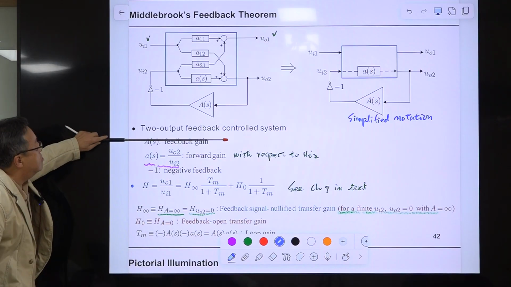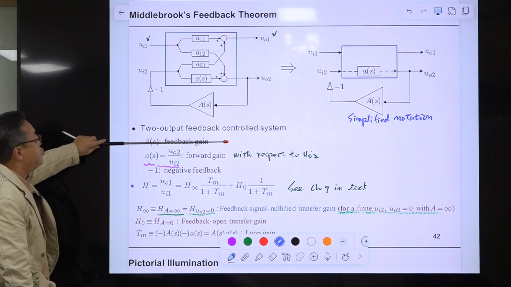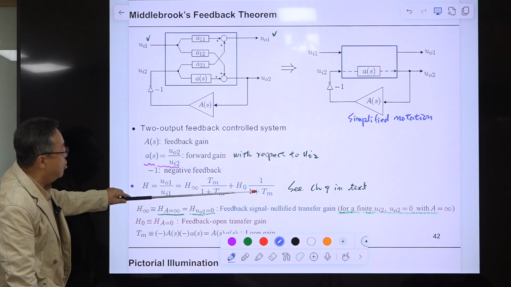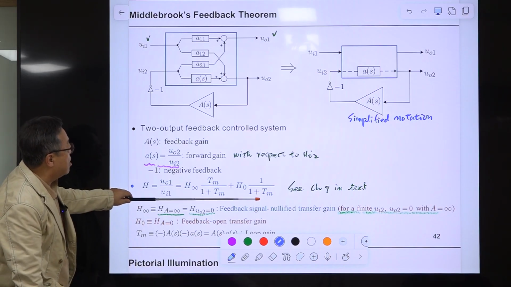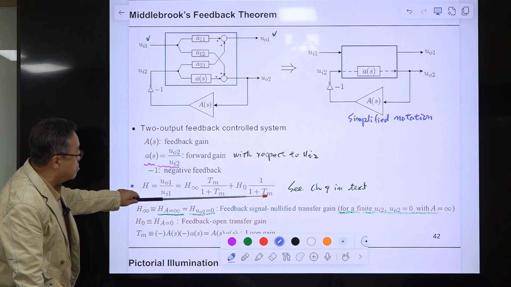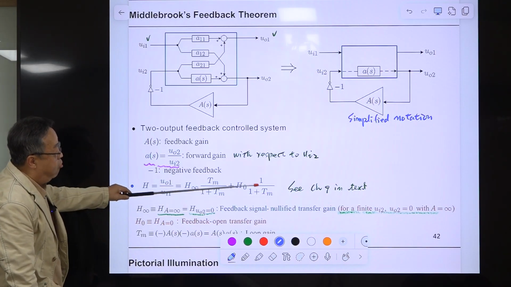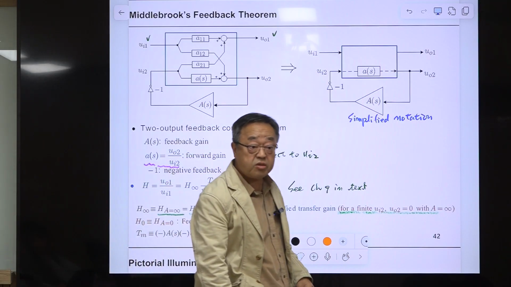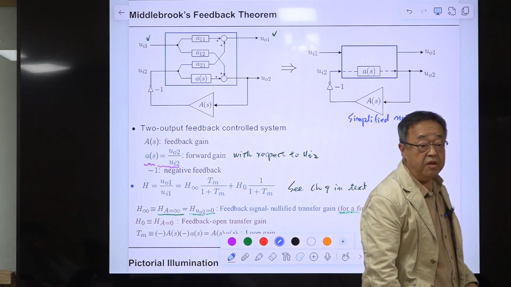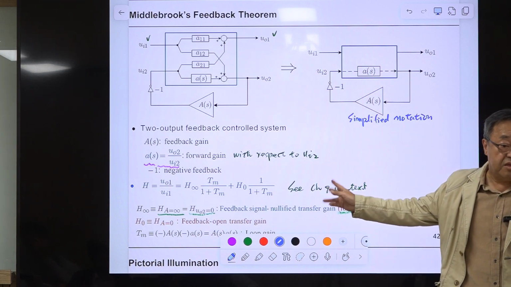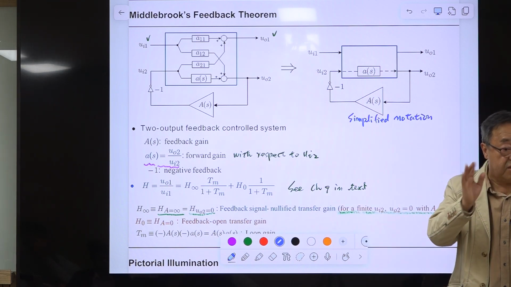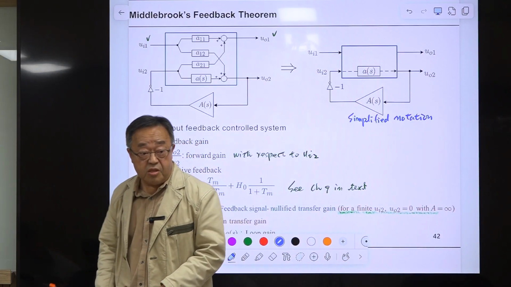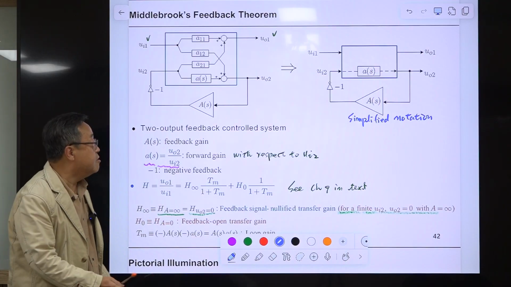Dr. Middlebrook called this a two-port feedback controlled system. Then this is the equation, the equation of the feedback theorem. My proof is provided in chapter 9 of my text. If you are interested, you can go to the book and read this part, but you don't need that actually. I found an easier way of proving this, so I'll explain that soon.